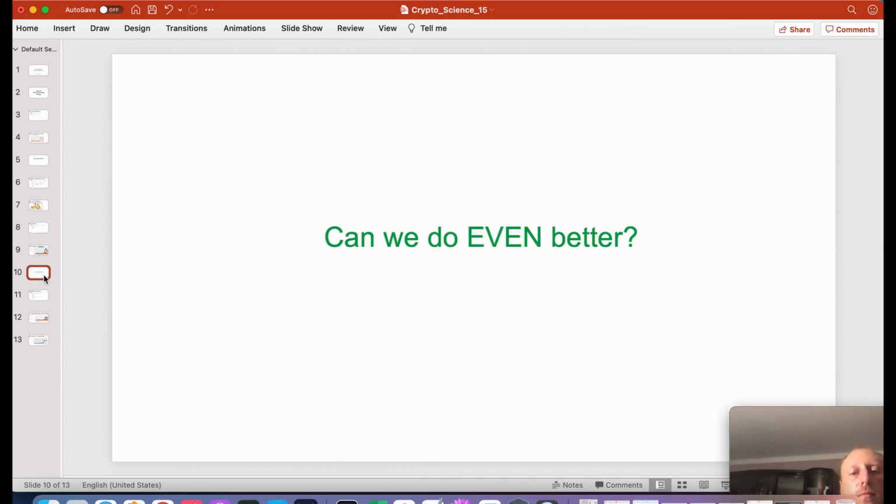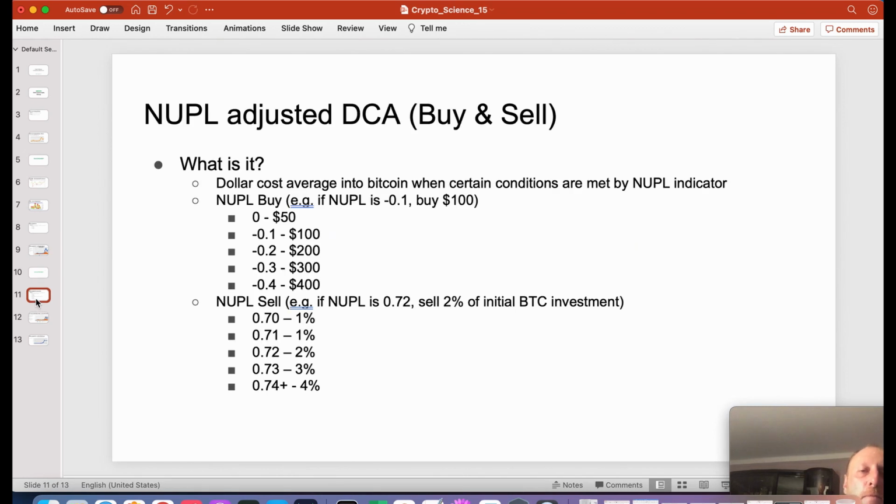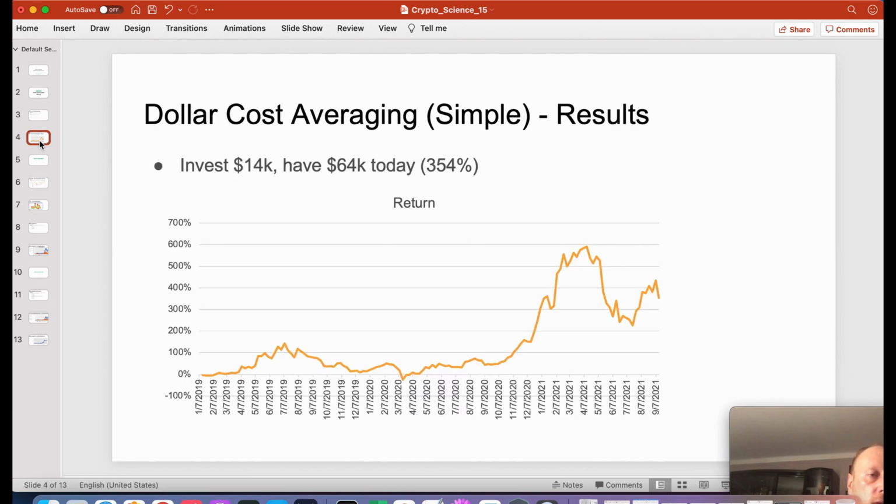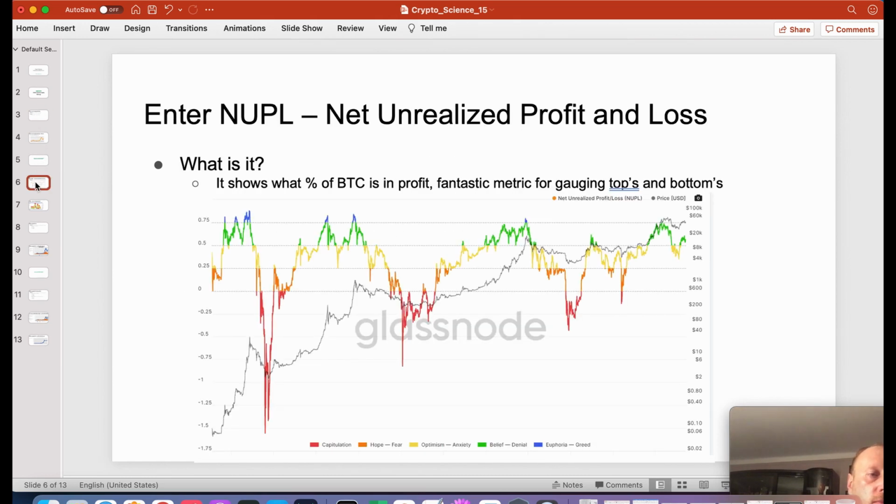Now, can we do even better, right? We're on a roll here. Why not? What if you have a strategy that buys and sells according to NUPL? So the idea is that, going back to our NUPL chart here, you would essentially buy red or capitulation, sell into euphoria.